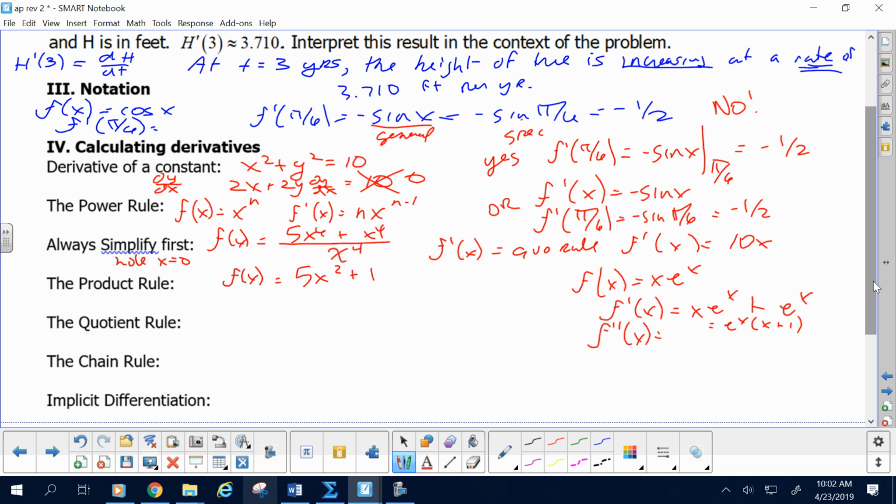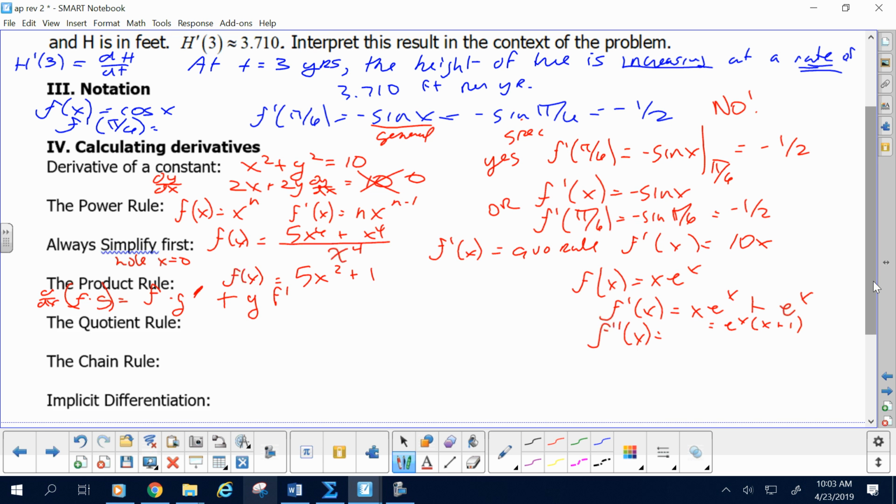All right? Product rule is if you take the derivative of a product, f times g, it is what? First case the same. Derivative of the second, plus or minus? Plus. Derivative of the second, or sorry, second times the derivative of the first.